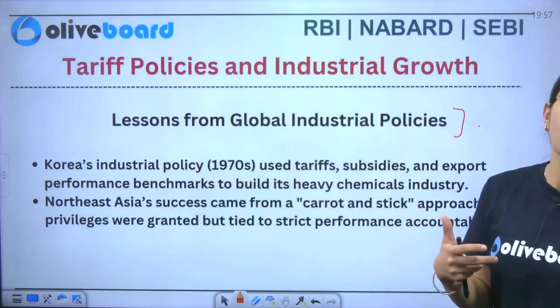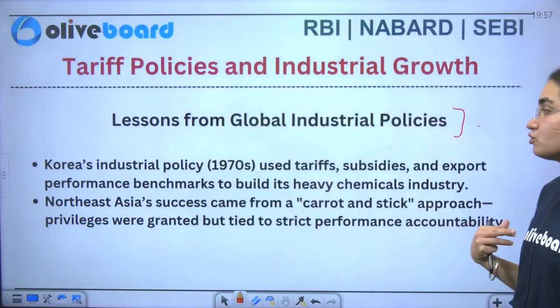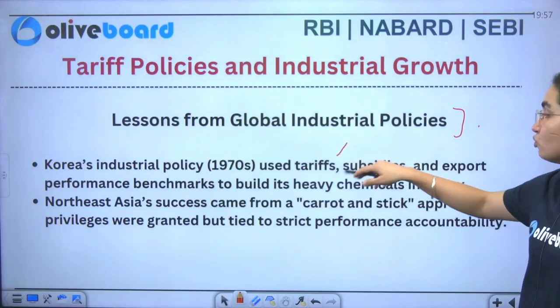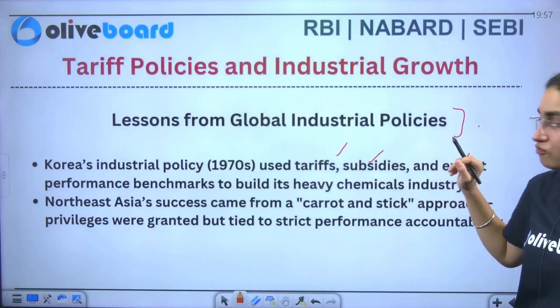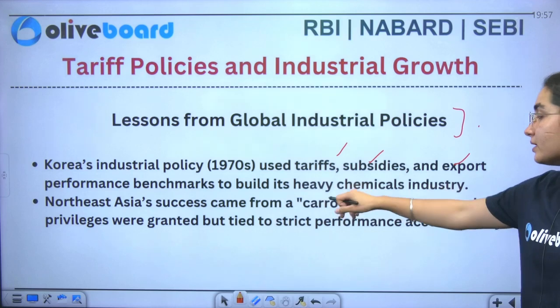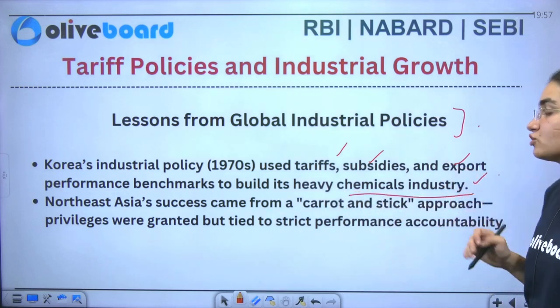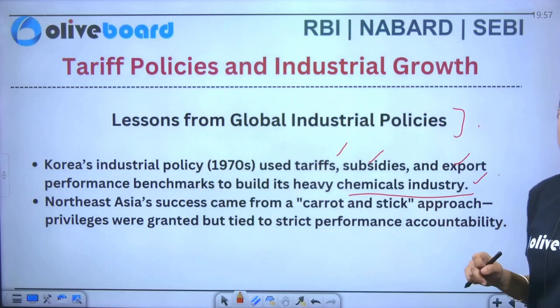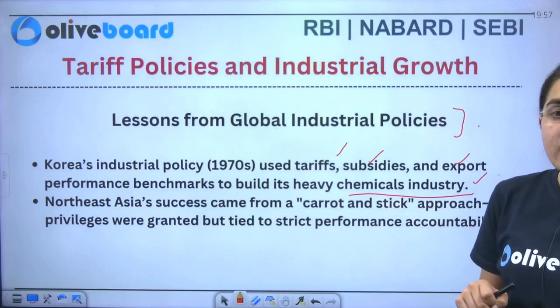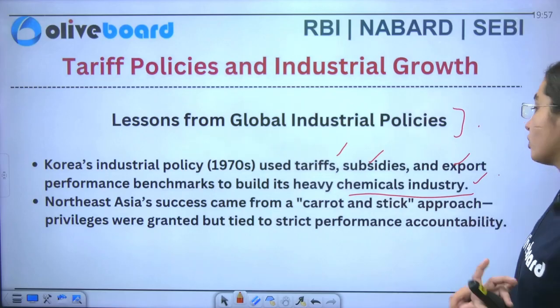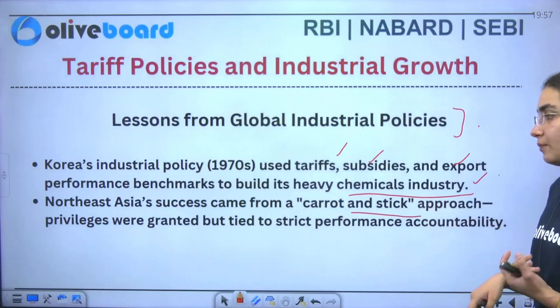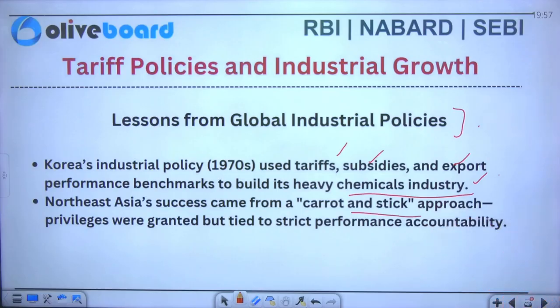Similarly, we now will talk about the Korea's industrial policy. So you can see here they use tariffs, they use subsidies, they used export performance benchmarks to build its heavy chemical industry. So that is what we have learned from this particular industry. Similarly, if I talk about the Northeast Asia's success, you can see here it came from carrot and stick approach. The privileges were granted, but tied to strict performance accountability that was there.